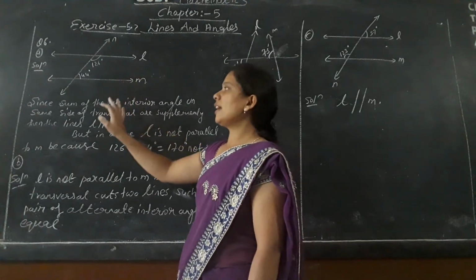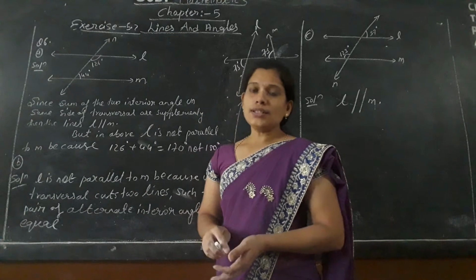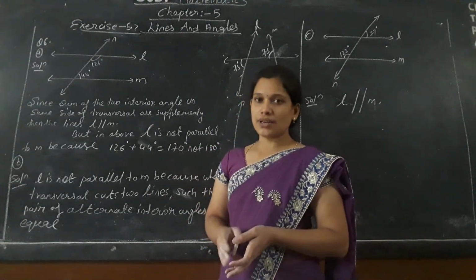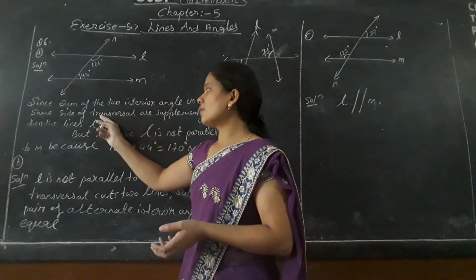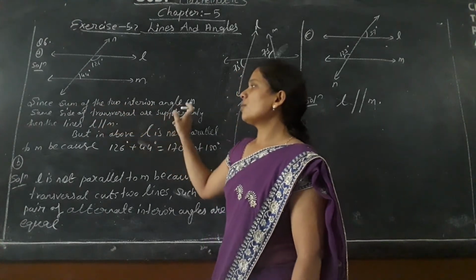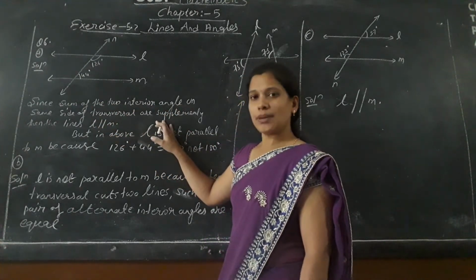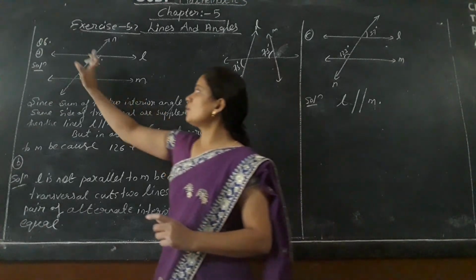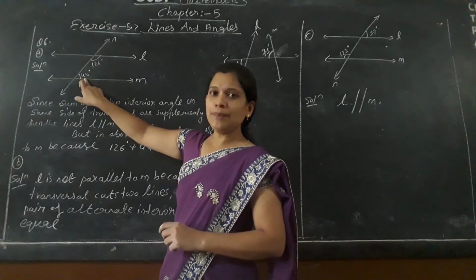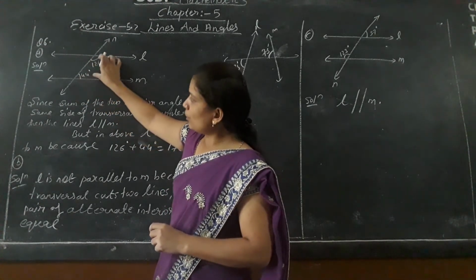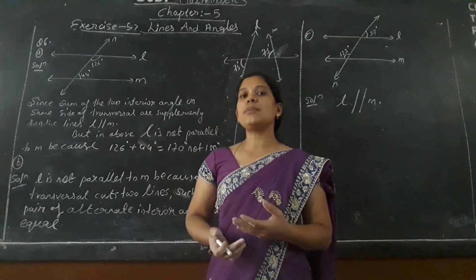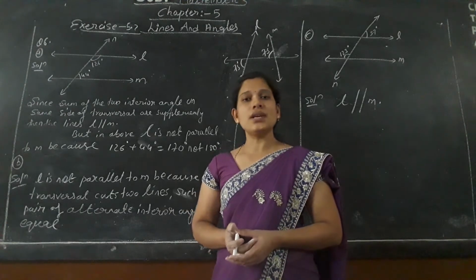Okay. So here we can say, by the property, as we know, that when the sum of the two interior angles made on the same side of the transversal is supplementary, supplementary means the two interior angles made on the same side. This is the same side. These angles 126 and 44 are interior angles. So when you add these two interior angles, the answer should be a supplementary angle. That means it should come to 180 degrees.